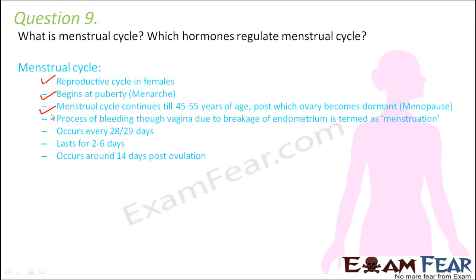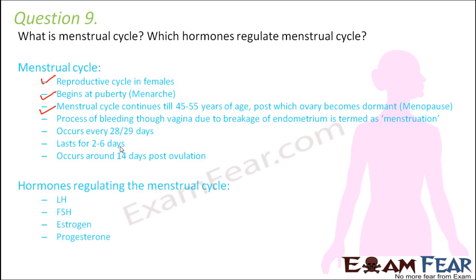What happens in this menstrual cycle is that periodically there is bleeding through the vagina, which occurs due to the breakage of endometrium, and this process of bleeding is called menstruation. It occurs every 28 or 29 days and lasts for 2 to 6 days, and it occurs 14 days after ovulation. So this is all about the menstrual cycle.